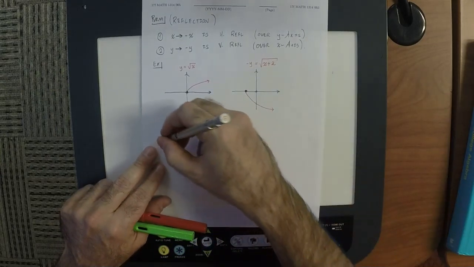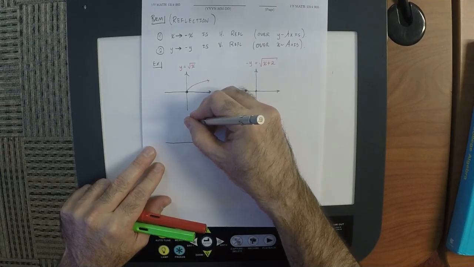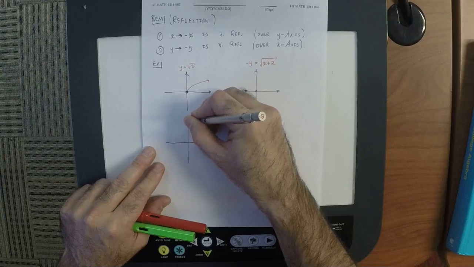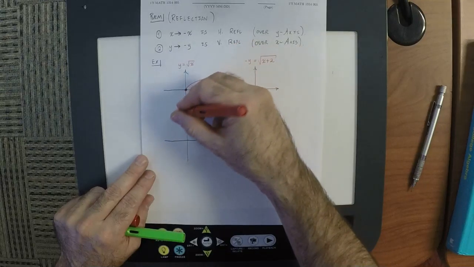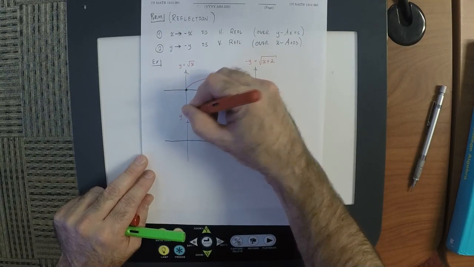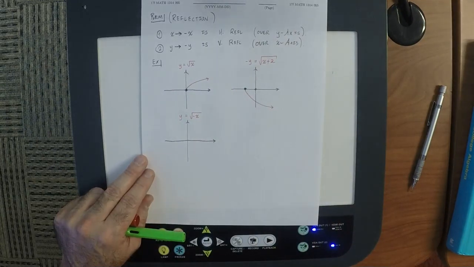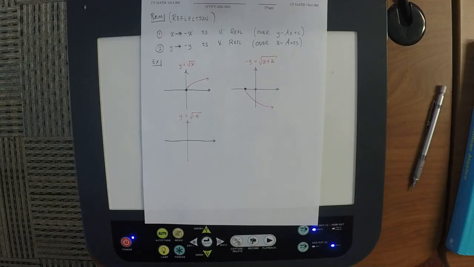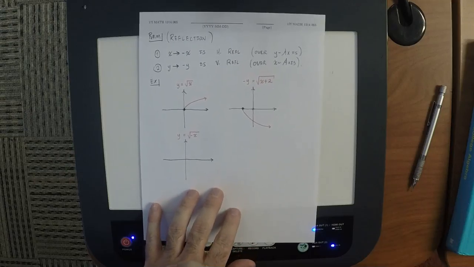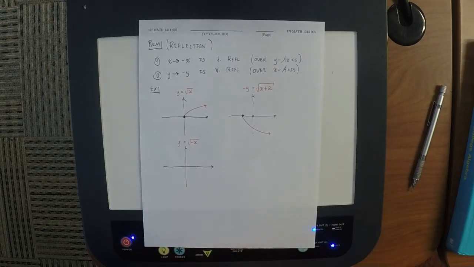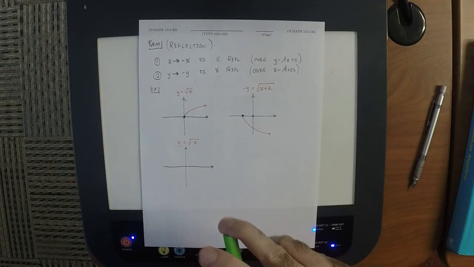This one's always a little bit disturbing. What about, say, y is the square root of negative x? Well, remember the rule in our class is that all quantities are real unless explicitly stated otherwise. So we're still talking about reals. I have no idea what imaginary is.